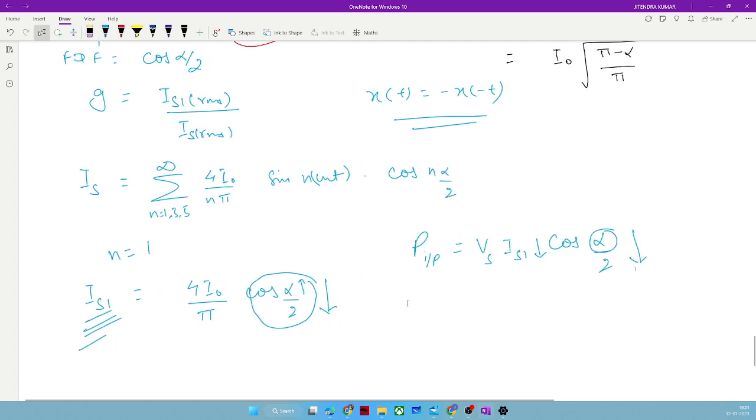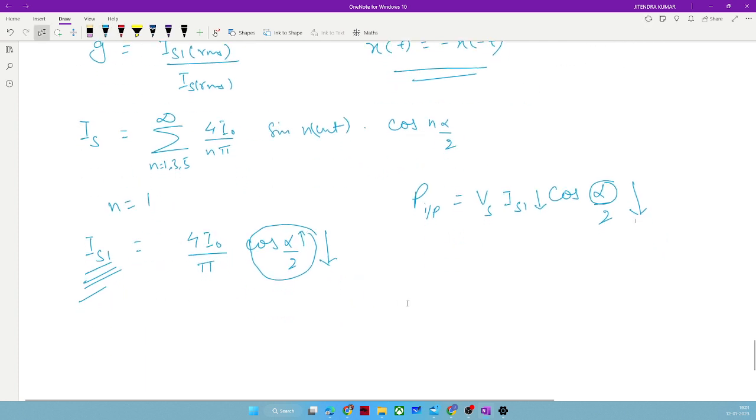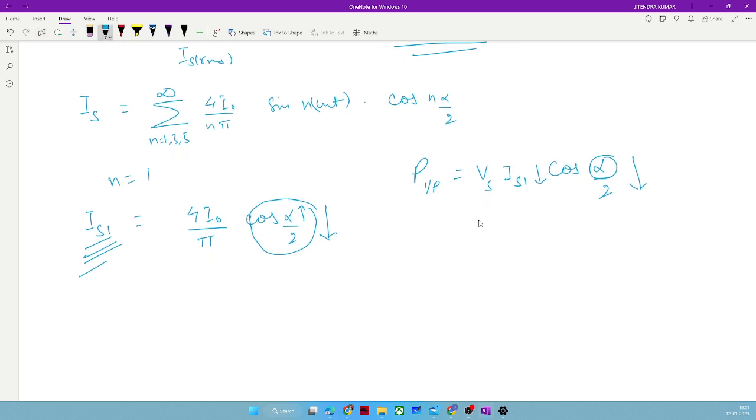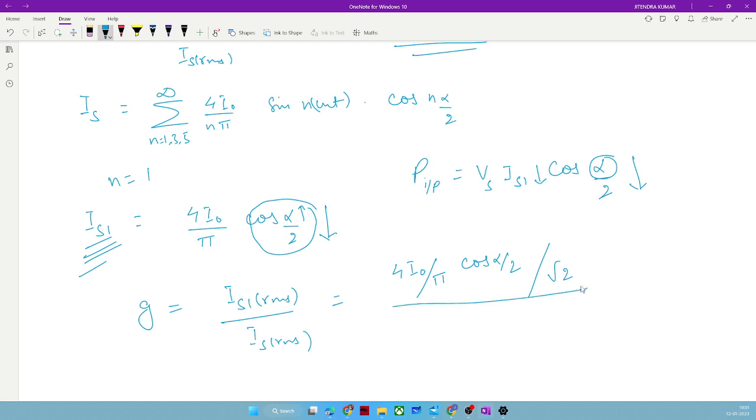However, you have gained in terms of the number of switches. You reduced two switches, two diodes, but you have to compensate in terms of your power and power factor. So let me complete it with the distortion factor, which is IS1 RMS by IS RMS, and IS1 is 4 I naught by pi cos alpha by 2. For RMS, we have to divide it by root 2. And IS RMS was I naught under root pi minus alpha by pi.